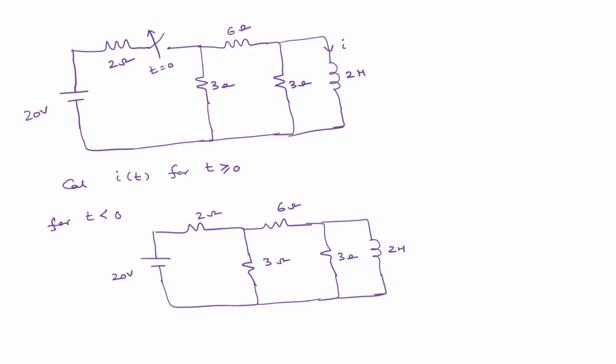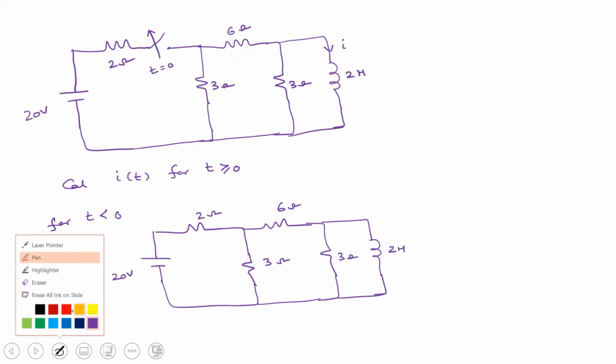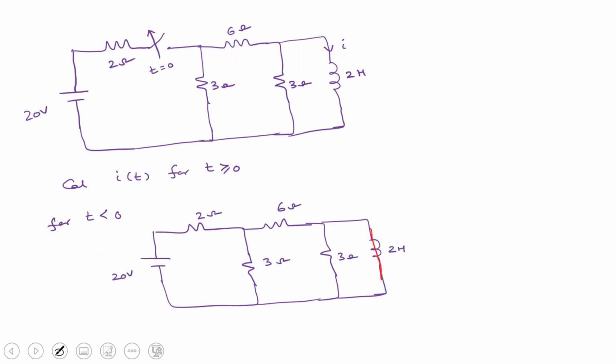The simple thing is that under steady state, the inductor is short circuited and the capacitor is open circuited. So tell me, what is the current that flows through this 3 ohm resistor? Zero. So there is no meaning of this 3 ohm resistor, so we can remove this.